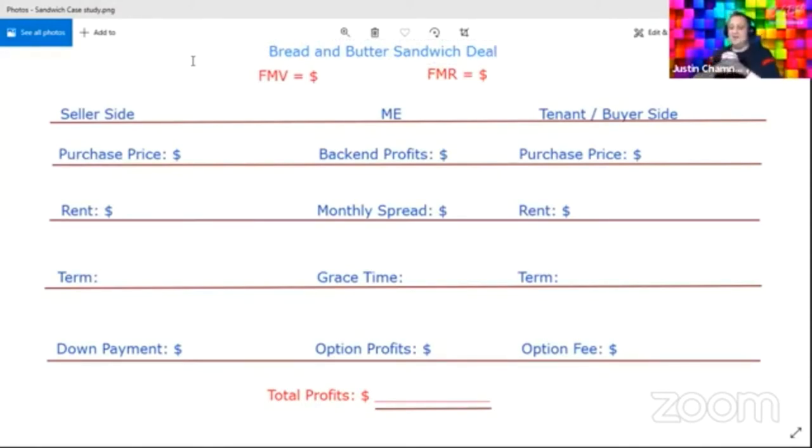Yeah, Ryan said it. Bread and butter. Man, it fits nice with the whole sandwich concept. All right, so we got a bread and butter deal. A three-bedroom, two-bath, two-car garage.